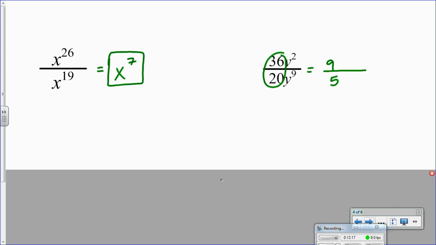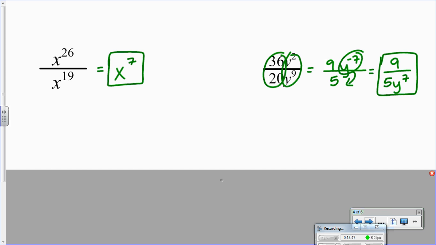Okay, my y's are a common base, so I subtract exponents. 2 minus 9 is negative 7. So after you subtract, put it in the numerator. Then, if you see that it's negative, like we do here, we have to move it to the denominator. Once you move it, the exponent becomes positive, so you get a positive 7 with the y.